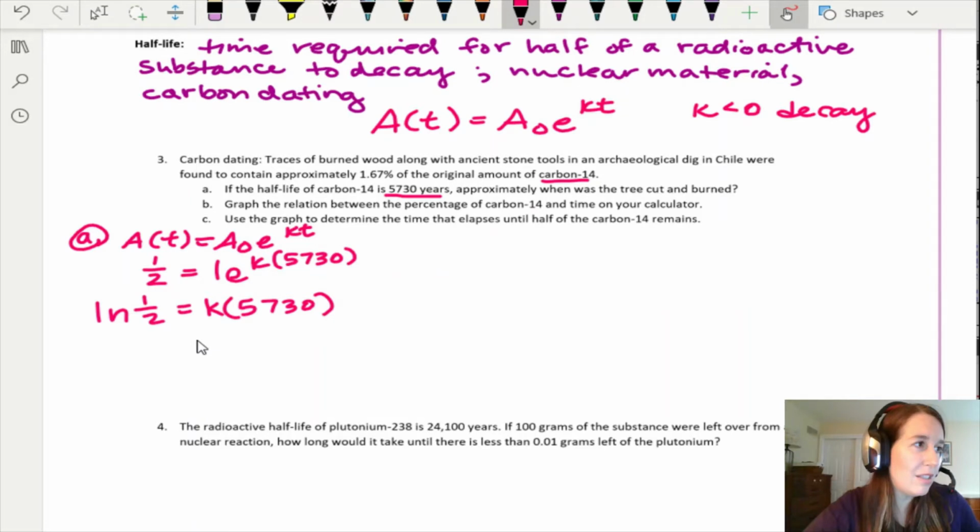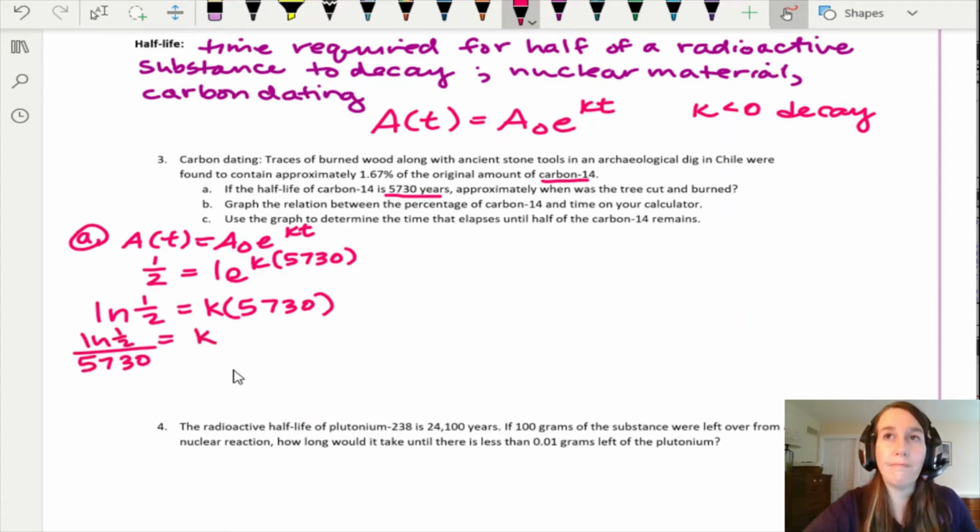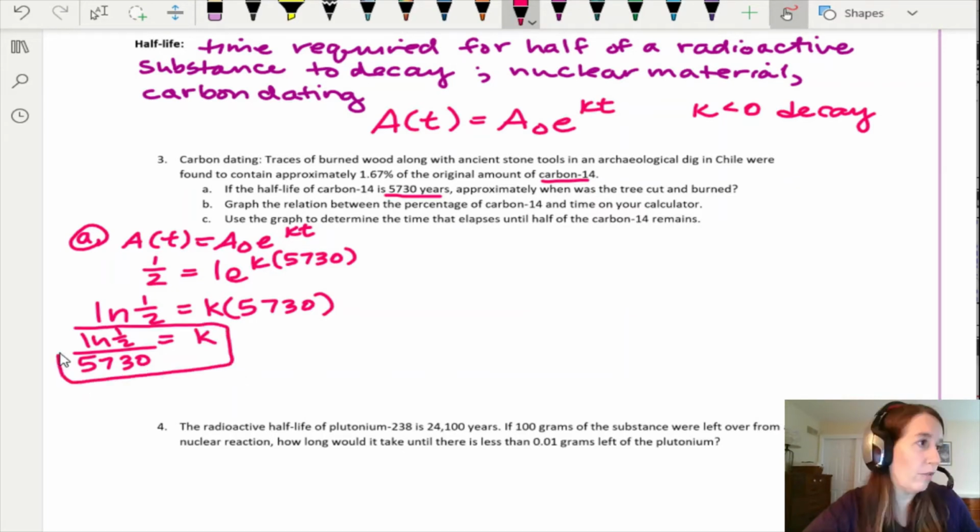You can type that in, and you do get a number with maybe some scientific notation. It's a pretty small number, but I'm going to leave it like this for now. So now it says, when was the tree cut and burned?